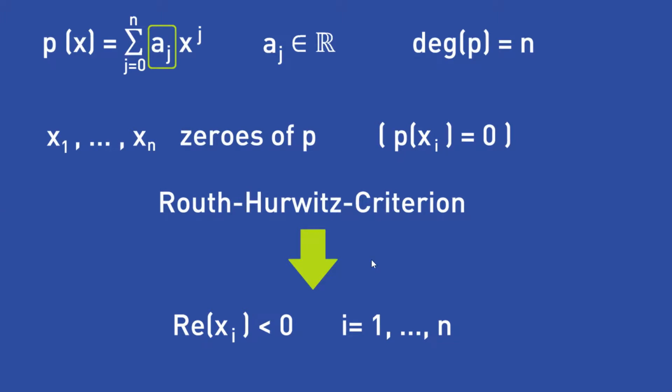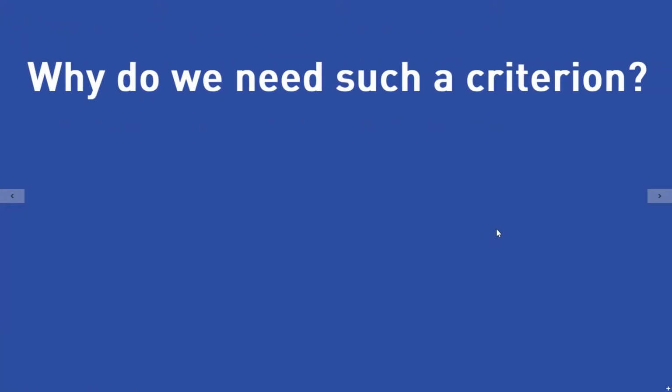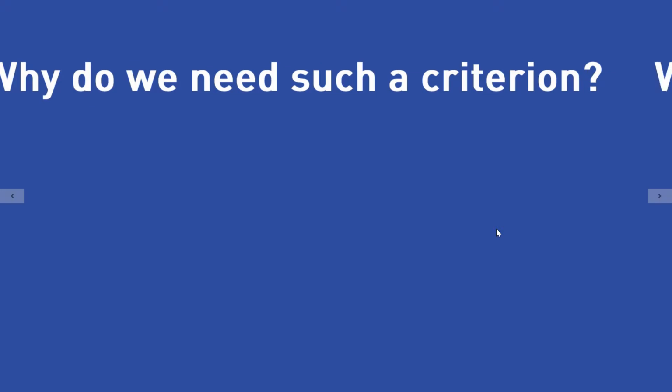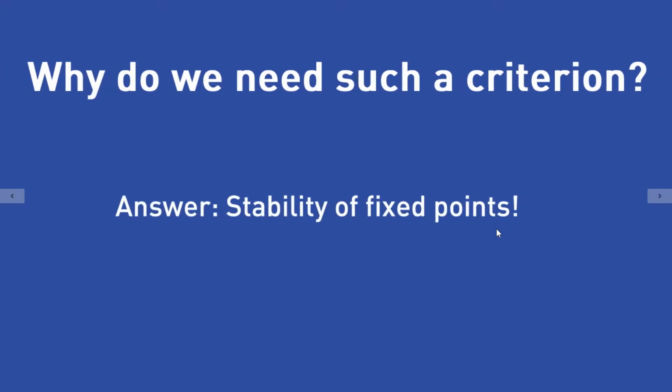But why do we need a criterion that tells us something about the sign of the real part of the zeros of a polynomial in the first place? Before I show you the Routh-Hurwitz criterion, I want to motivate it by taking a quick look at the stability of fixed points of differential equations.